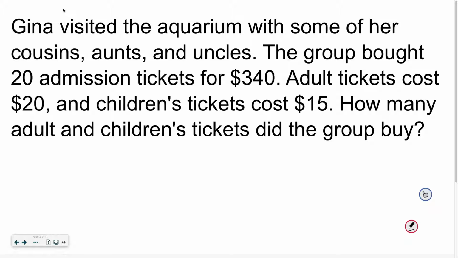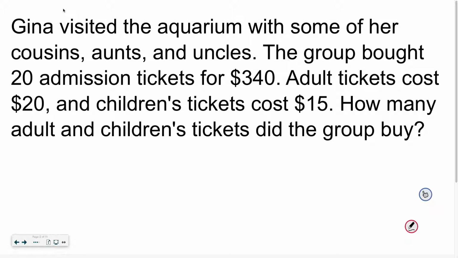Gina visited the aquarium with some of her cousins, aunts, and uncles. The group bought 20 admission tickets for $340. Adult tickets cost $20, and children's tickets cost $15. How many adult and children's tickets did the group buy? Now, I already mentioned to you that this was going to be a system of equations. However, if you did not know that in advance, what is it about the problem that might hint to you this might be a system and not just a single equation?